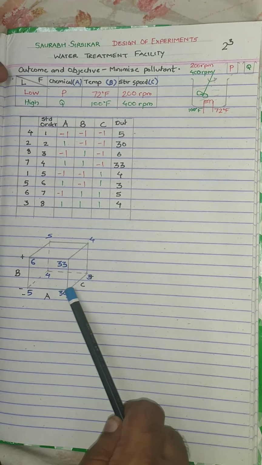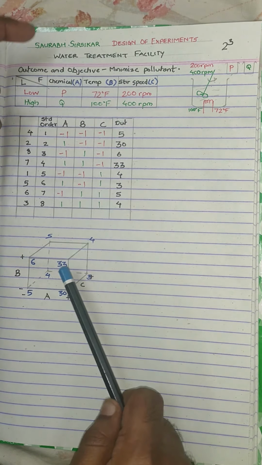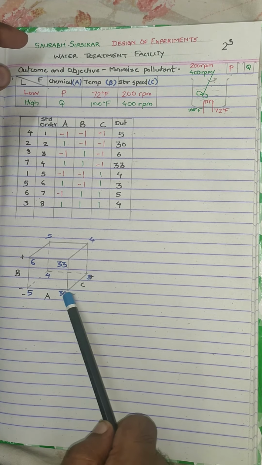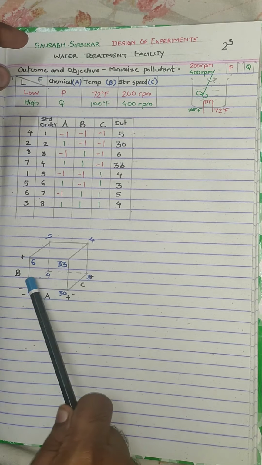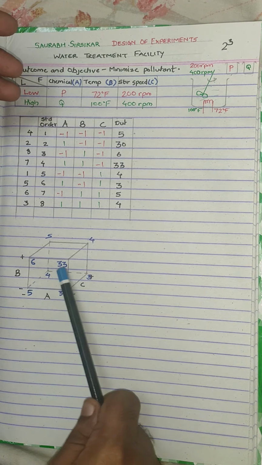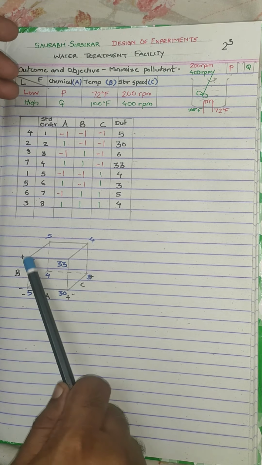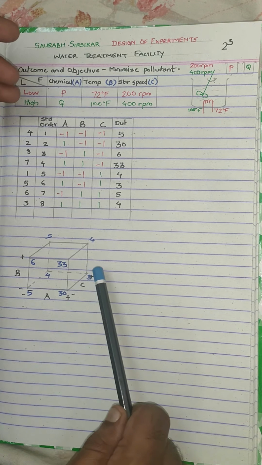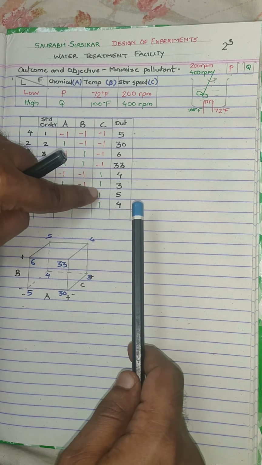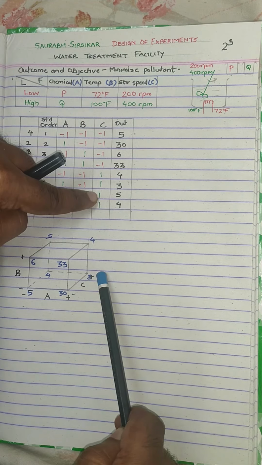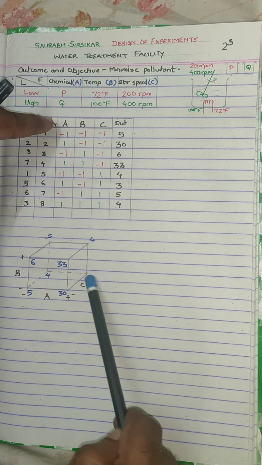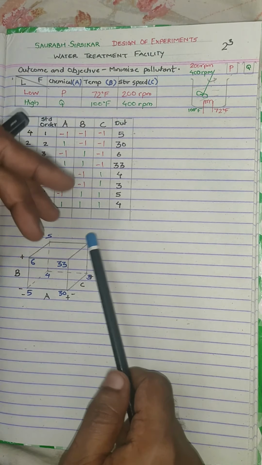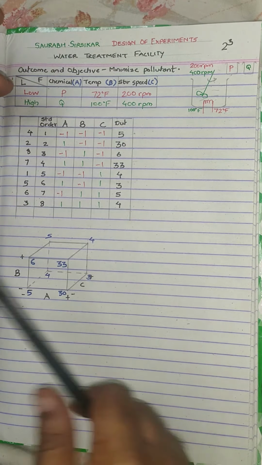Now to understand this cube plot, just look that the negative level of C is on the front face of this vertical surface, right? So the first 4 readings I have plotted over here, and the next 4 which have positive C, I have plotted on the backside surface. Okay, so 4, 3, 5, 4. So this is how we plot the cube plot.